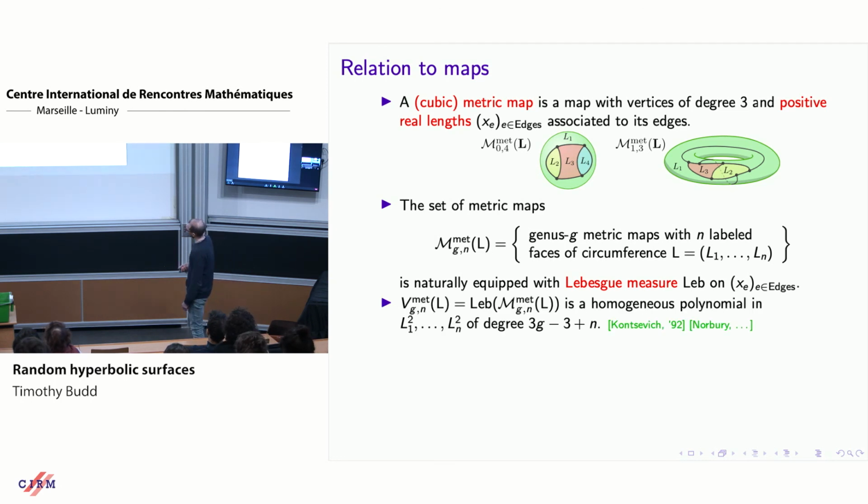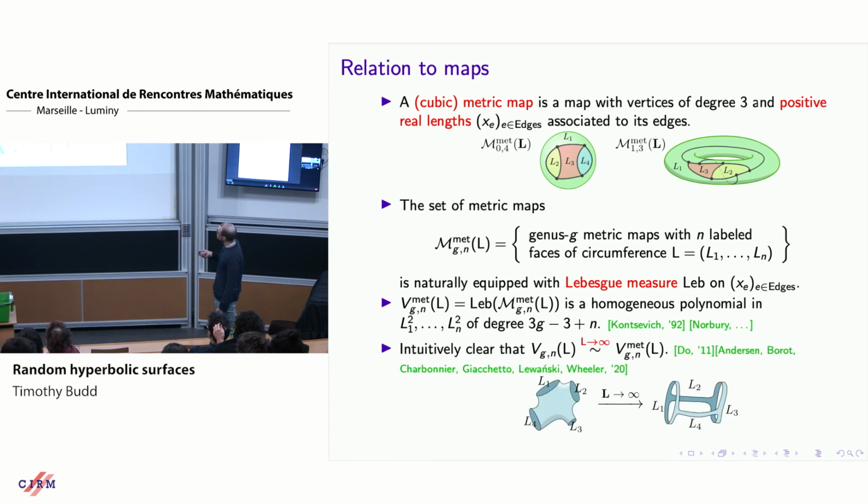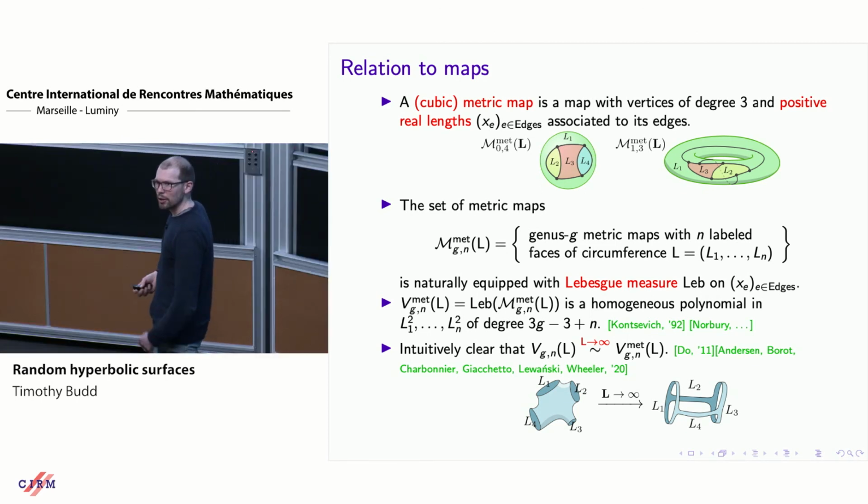Now it goes back to Kontsevich's proof of Witten's conjecture that the volume of these spaces, the Euclidean volume, is again a polynomial in these lengths L of the same degree as the Weil-Petersson volumes. The difference is that these are homogeneous polynomials, and they're related to the Weil-Petersson volumes in a very simple way by really just taking the homogeneous part of this polynomial of top degree.